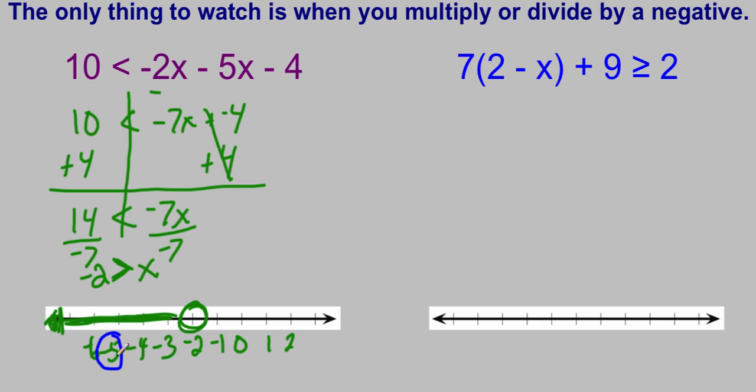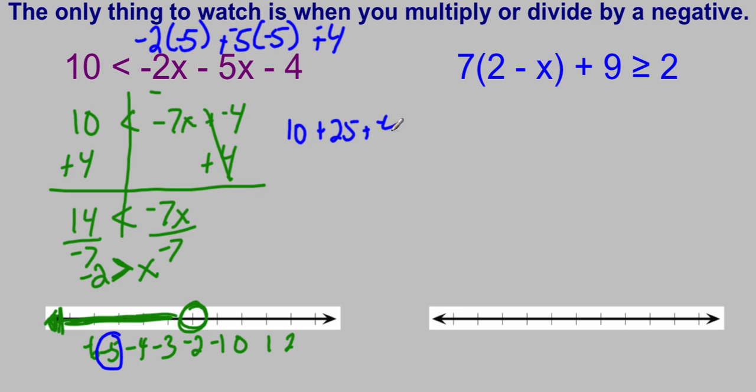All right, so we're going to check with a negative 5, so we're going to plug it in. We're going to do a negative 2 times a negative 5, minus 5 times negative 5, minus 4. And we like to get rid of those subtractions, so we can make it adding the opposite here, just like we usually do. Negative 2 times negative 5 is 10. Plus negative 5 times negative 5 is 25, plus negative 4. 10 plus 25 is 35, plus negative 4 is 31. Which is greater than 10. So 10 is less than 31, so we are good.